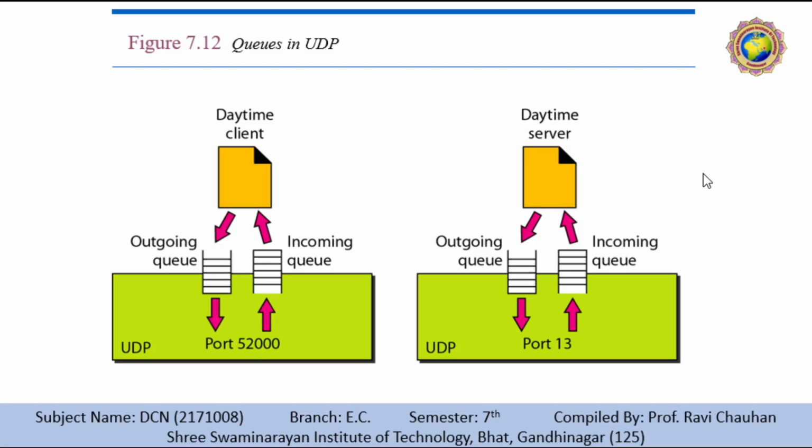client. When a server wants to respond to the client, it sends the message to the outgoing queue using the source port number specified in the request. UDP removes the messages one by one and, after adding a UDP header, delivers them to IP. An outgoing queue can overflow. If this happens, the operating system asks the server to wait before sending any more messages. Fine, so that is queuing in UDP.